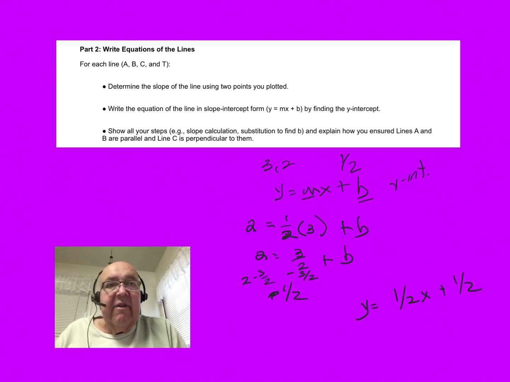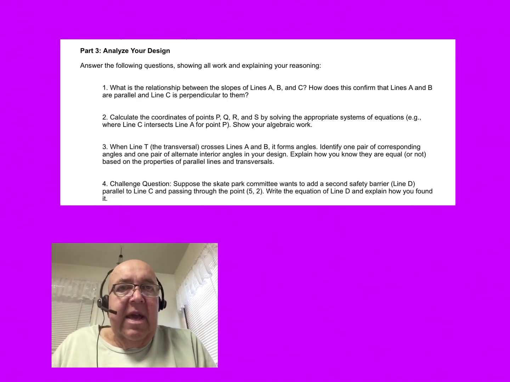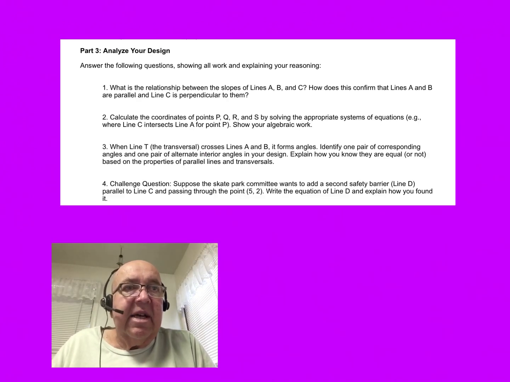You'll need to do that for all of the lines, and then be sure to show your steps in doing that calculation of substitution. You're also going to find the slope and the equation for the transversal for all of the lines. Then you're going to answer these questions to analyze your design, trying to think of what things are talking about and explain.